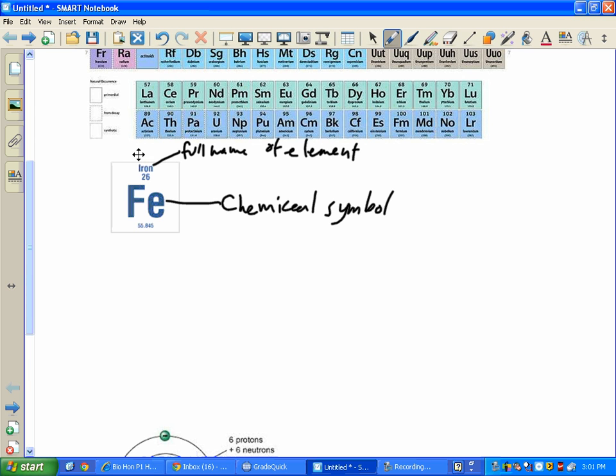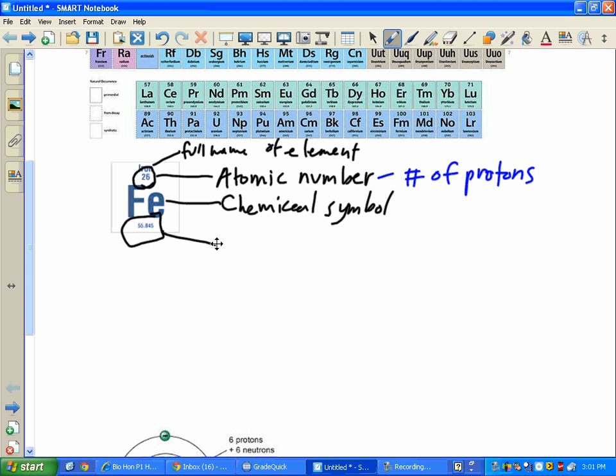Okay. This number up here on top is an important number. This is called the atomic number. And this is the number of protons in the nucleus. Okay, if you don't know what a proton is yet, that's fine. I'm about to go over it. But you just need to know that up top, the atomic number, is the number of protons. This below is called the atomic mass, or sometimes an older term for it is called molecular weight.